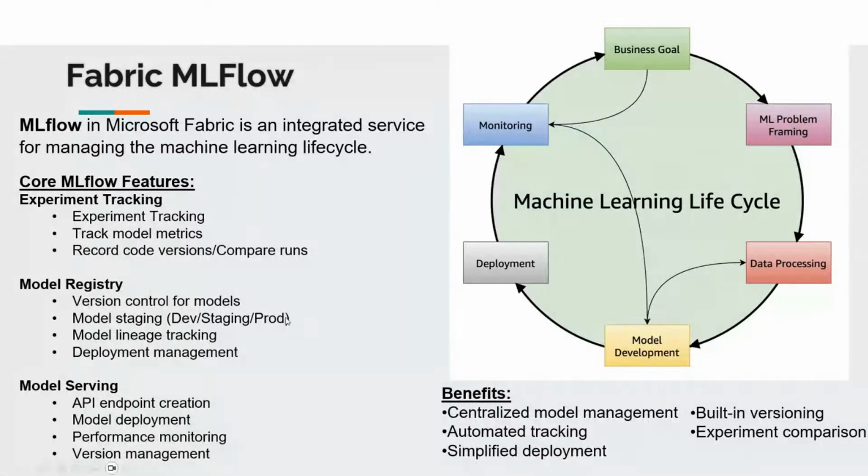So it's especially valuable in the way bigger businesses have control and change management processes with models. You can also do model lineage, so how it's changed over time, and then deployment and management. And then model deployment: API endpoint creation, you serve this model out to users, performance monitoring, and version management.